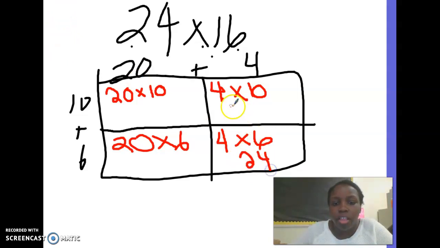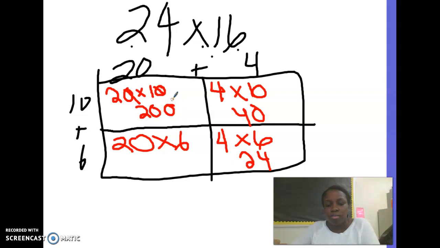We're going to solve all of these. 4 times 10 is 40. This is 20 times 10, and I know I hide my zeros: 2 times 1 is 2, add 2 zeros back. That's why we already worked on our hiding zeros. This one, 20 times 6, hide my 0. 2 times 6 is 12, add my 0 back.